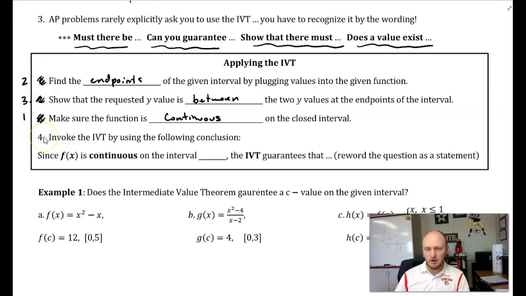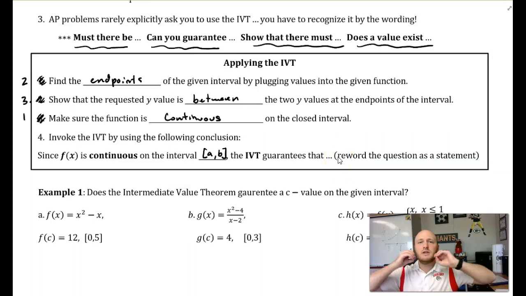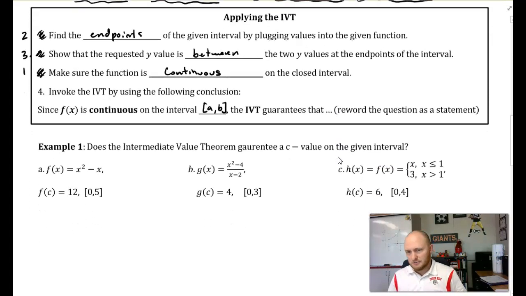Okay, step one, step two, step three. Then, step four, you invoke the IVT by using the following condition. Since f of x is continuous on the interval, they'll give you the interval. For our purposes here, you can plug in the closed interval a comma b. The IVT guarantees that, and I'm not going to try to word something that sounds good. I'm just going to regurgitate whatever their question was. There you go, right?